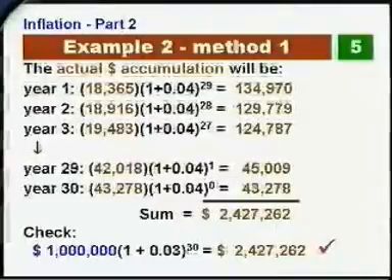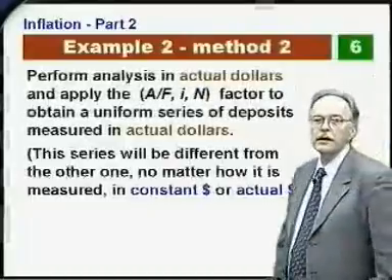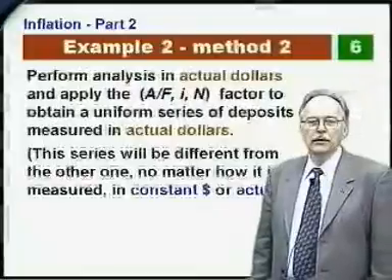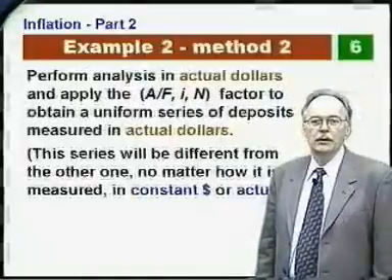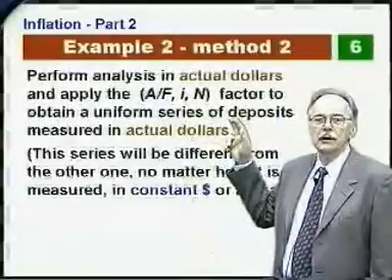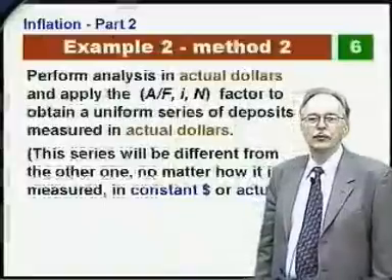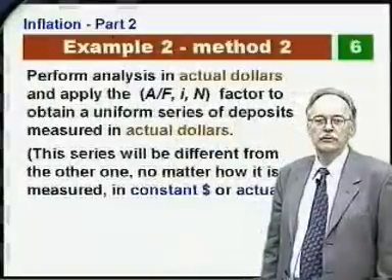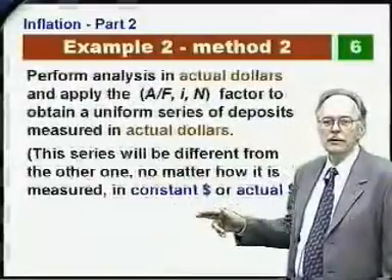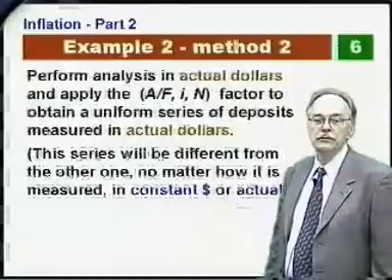Now here's another way to do it. We might know that there's going to be inflation, so we might figure out what the amount would actually have to be. So method 2 is a different method. Let's perform the method in actual dollars and apply the A/F factor to obtain a uniform series of deposits measured in actual dollars. So this series is going to be different from the first one. And it doesn't matter whether you measure it in constant dollars or actual dollars, it's a different series.